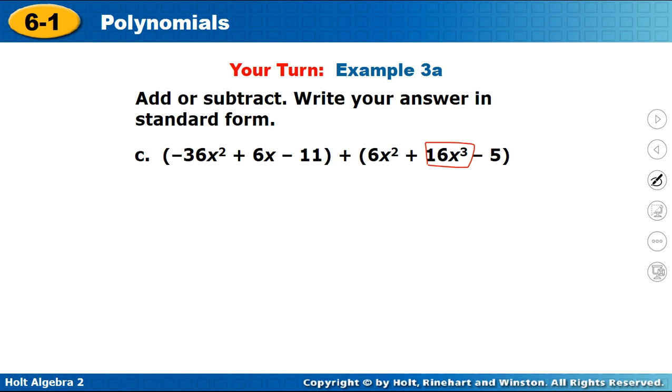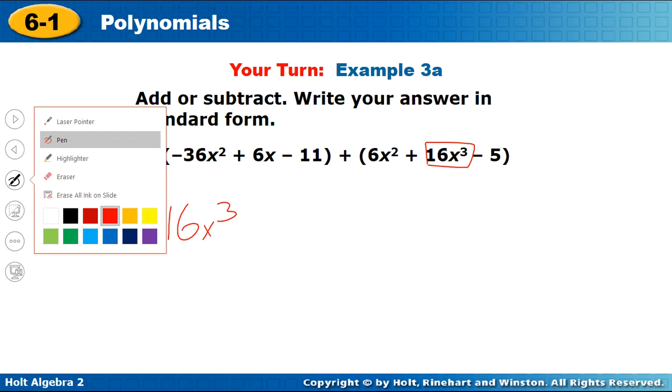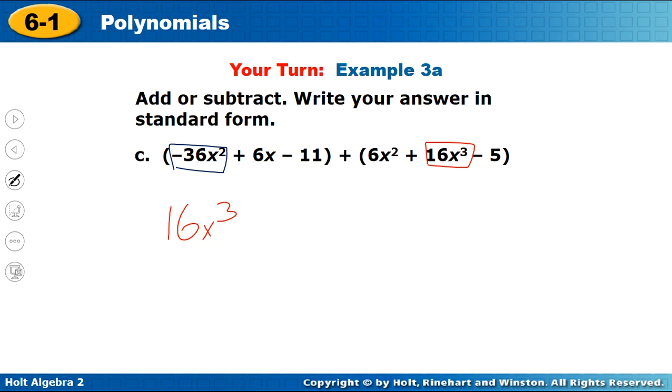So we're just going to bring it down. There's nothing to combine it with. So it'll be 16x to the third. All right, we'll find any other x. Then, okay, that's the third degree term. Let's see if we can find any x squared terms. I can find a couple. There's one there. There's one there. And guess what we're doing? We're adding them. So I have a negative 36 plus a 6. So negative 36 plus 6 would be negative 30 x squared.